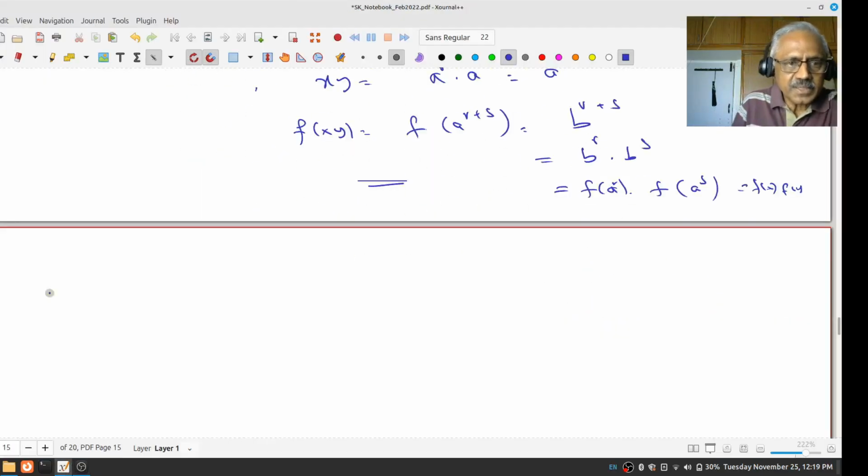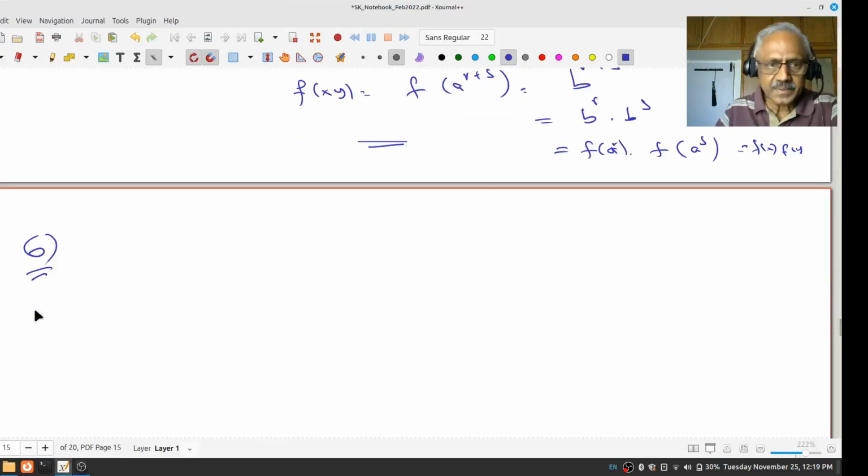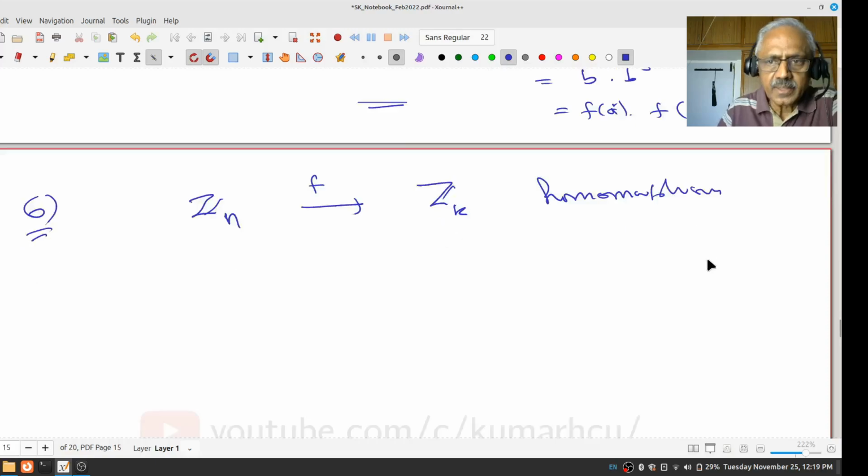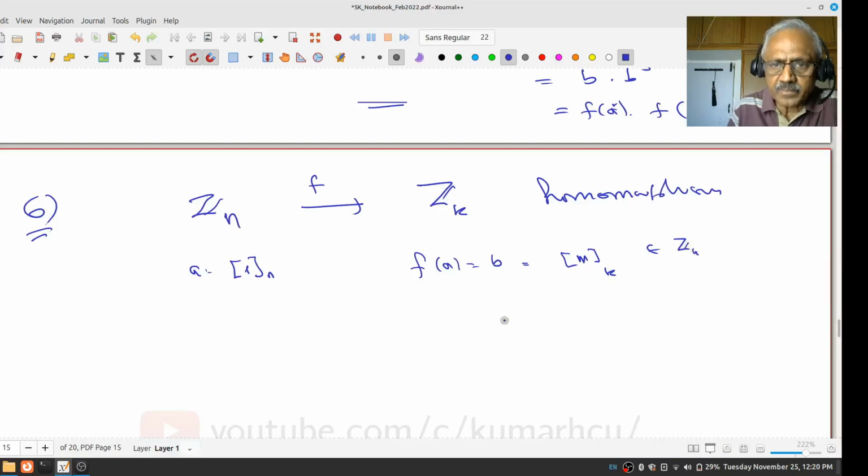Now we go to the last important thing. Now I want to understand all group homomorphisms from Zn to Zk. So from the earlier one, this is a cyclic group, let us say generated by A equal to 1 in Zn. Therefore, if I want to define f of A equal to B, which is let us say m in Zk, then the first thing is the order of B must be a divisor of n.